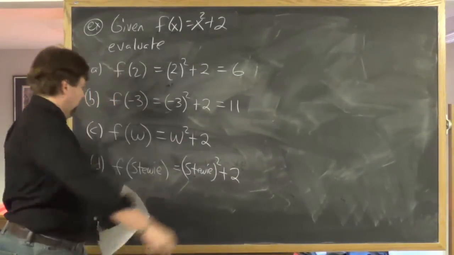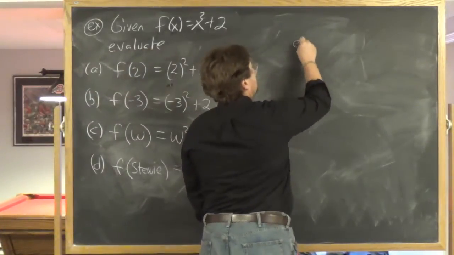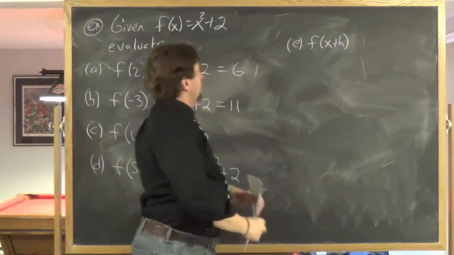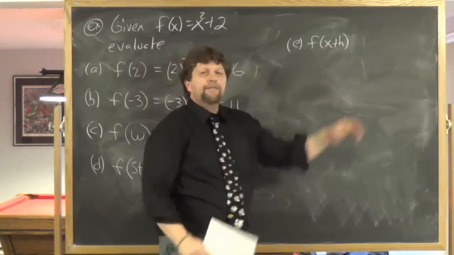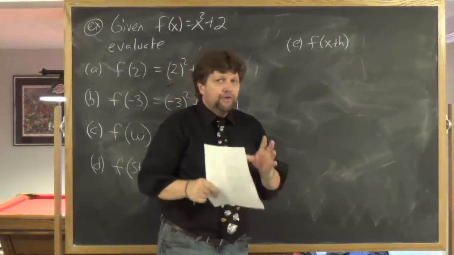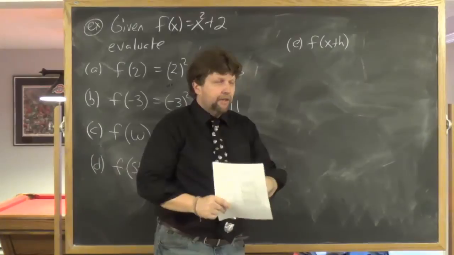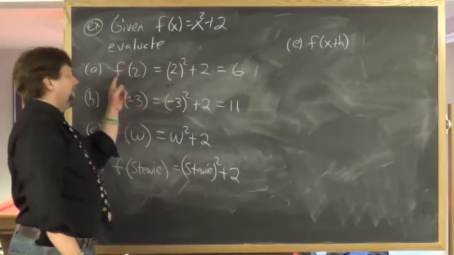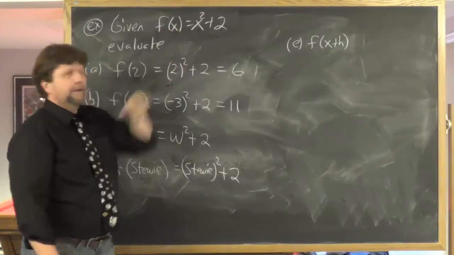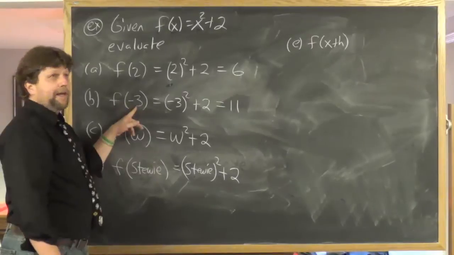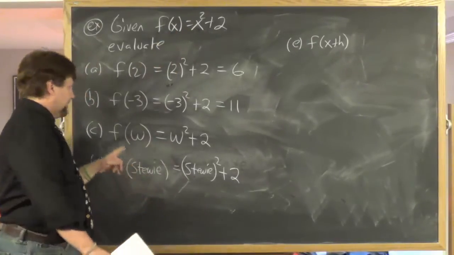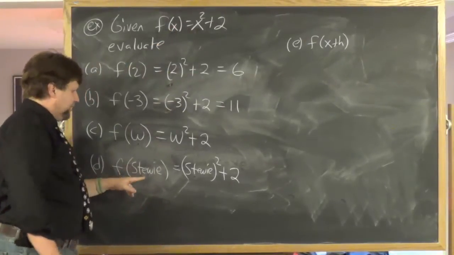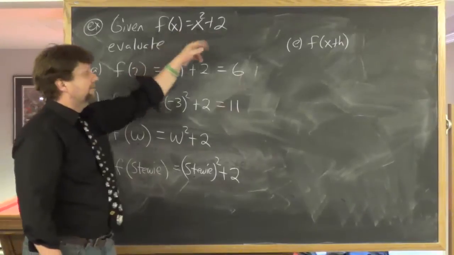So when you see the following, when you see evaluate the f of x plus h, don't change what you've been doing. Don't freak out. Don't say, well, we have to do a different process. The process remains the same. However you did the f of 2, you toss 2 in for the x's. F of negative 3, you toss negative 3 in for the x's. F of w, you toss w in for the x's. F of Stewie, you toss Stewie in for the x's.